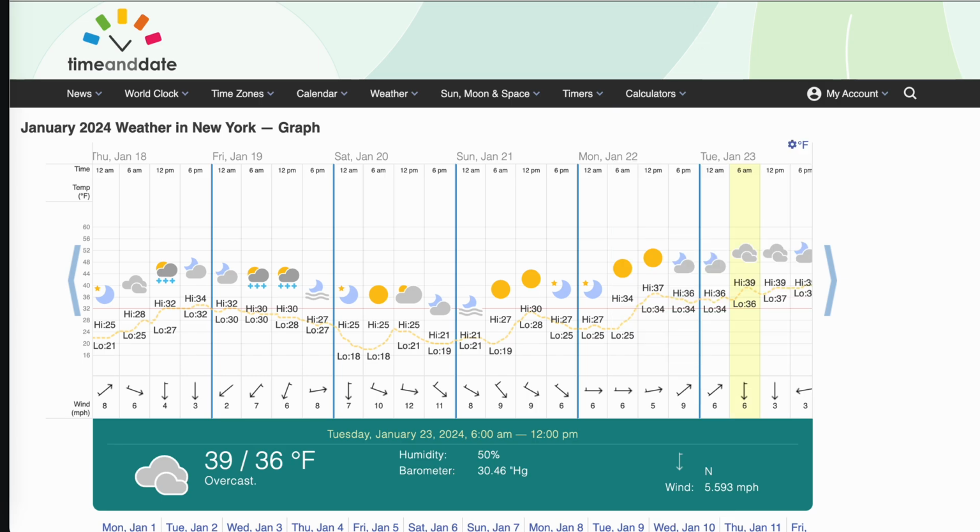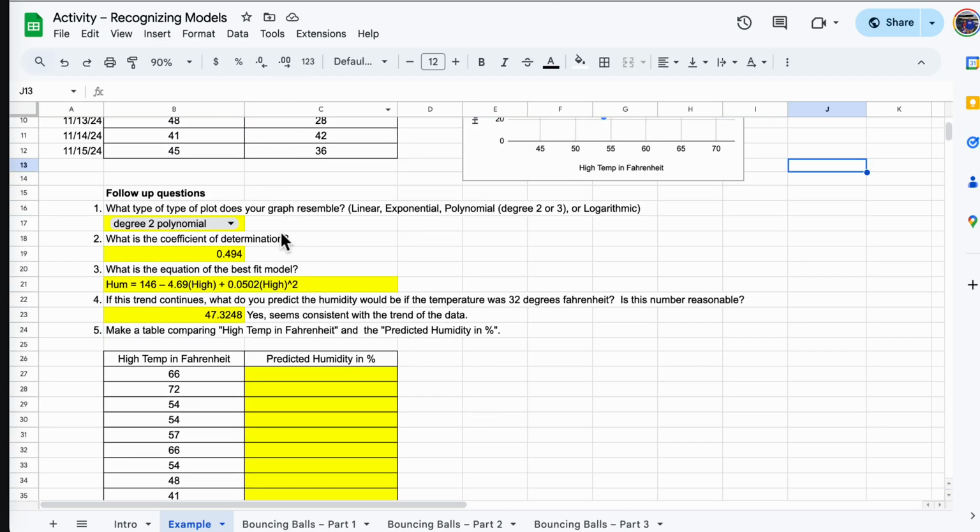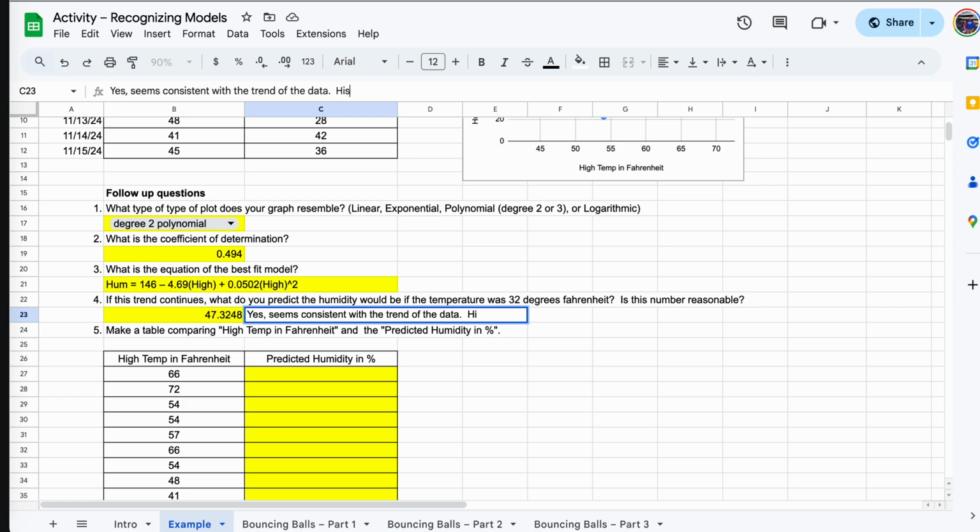Okay, so it's consistent with the trend of the data. 49 isn't too far from 47. Historical value from website is close to what we predicted, or what was predicted, however you want to write that. I'll get this in yellow.